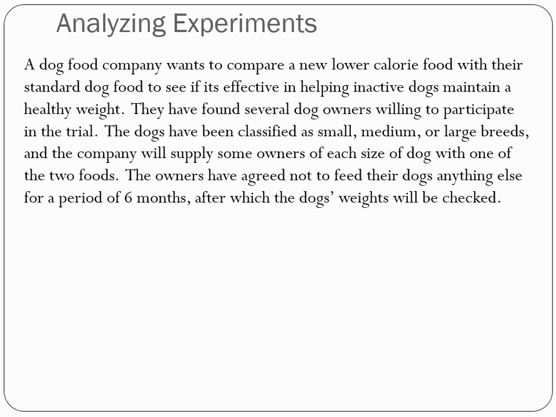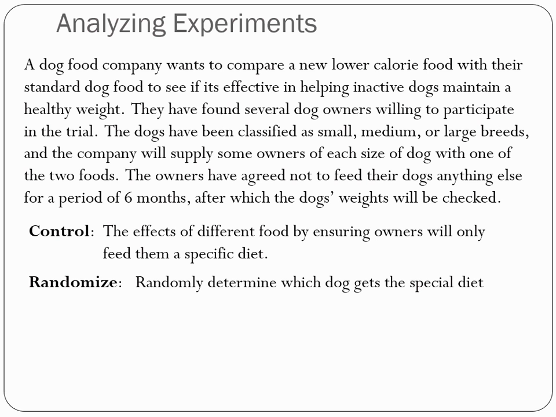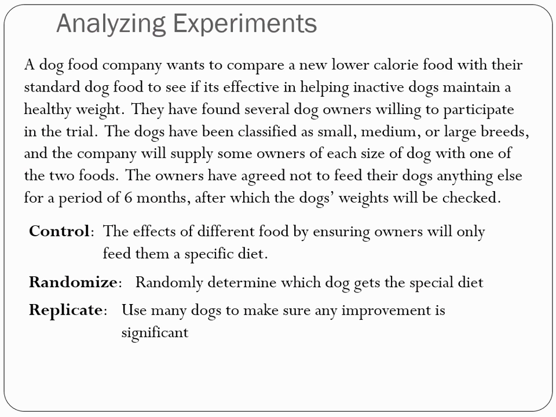So the owners are going to give their dog just the food, and then they're going to check the dog's weight. Well, here's the one element of control: the dog owners are saying, hey, we're just going to use this food, and we can randomly determine which dog gets each diet, and we want to make sure that we have a few dogs in each group.